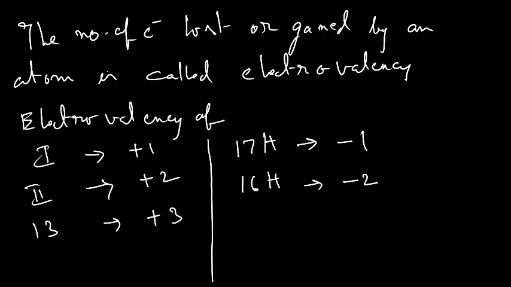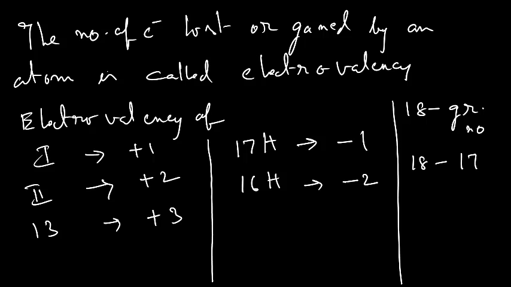So how do we get the electrovalency? For the left side, electrovalency is nothing but the group number. First group plus 1, second group plus 2, 13th group plus 3. On the other hand, for elements on the right side of the periodic table, the charge on the atom is obtained by 18 minus group number. Therefore, for the 17th group, 18 minus 17 is 1. Because they get a negative charge, we call it minus 1.